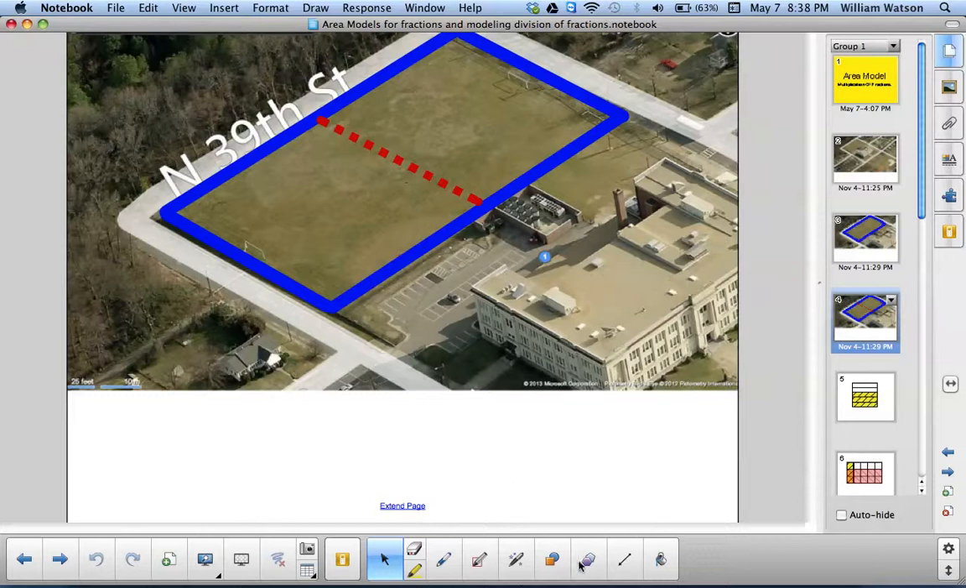I'm actually using a mouse, by the way, instead of the smartboard. So the handwriting is going to be a little messy. It's going to be really messy, actually.